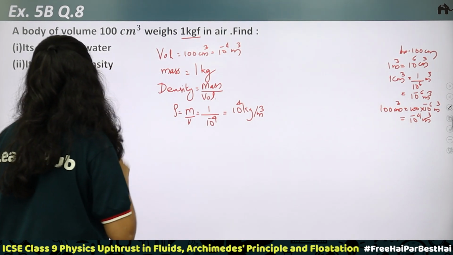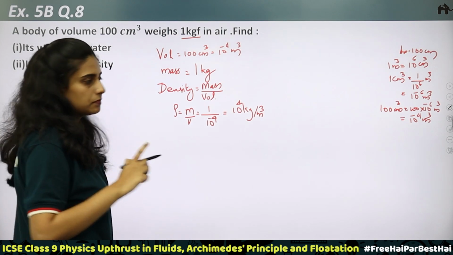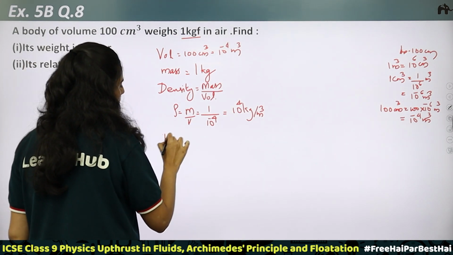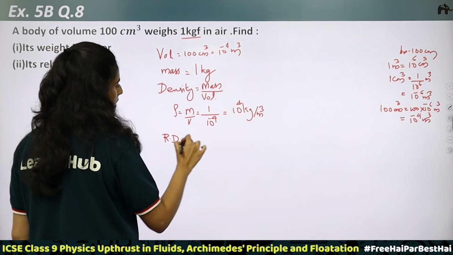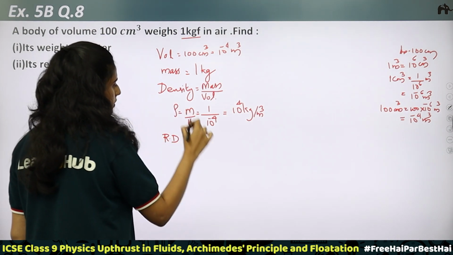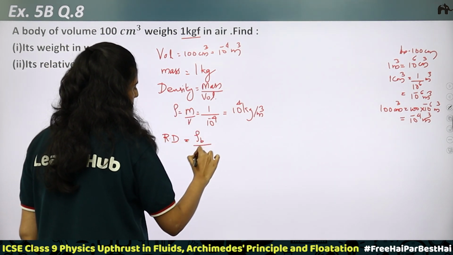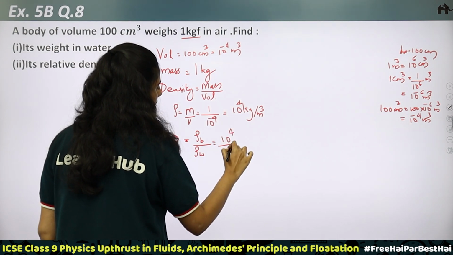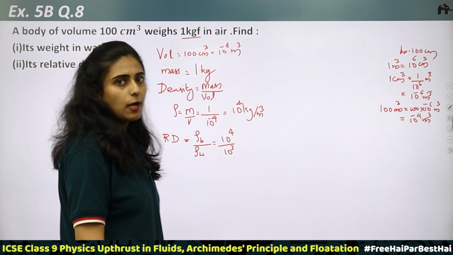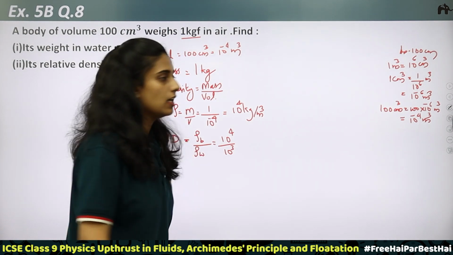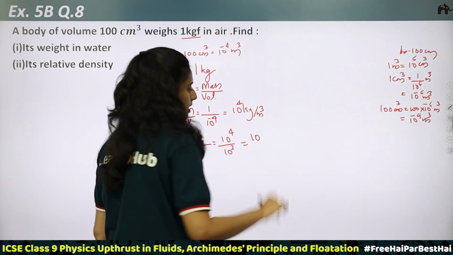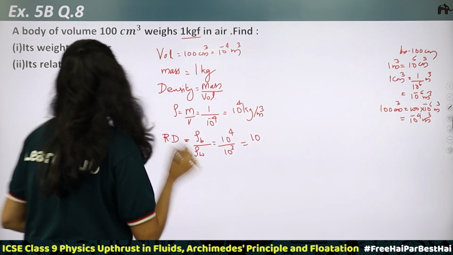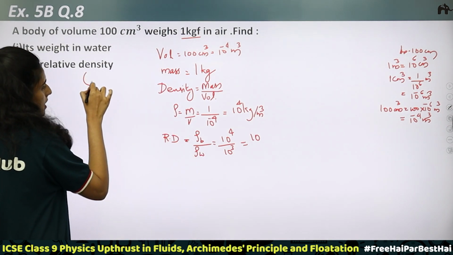First we have to find its weight in water. Now what is the relative density? Relative density of the body will be equal to density of the body divided by density of water, that is 10 raised to 4 divided by 10 raised to 3. 10 raised to 3 kilogram per meter cube is the density of water. So you will get relative density 10. So we have first determined the relative density. So the second answer we got, that is 10.